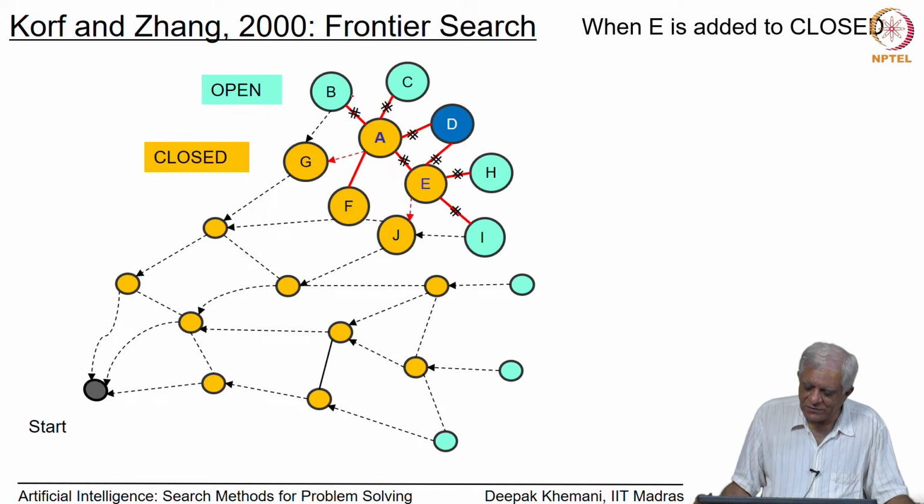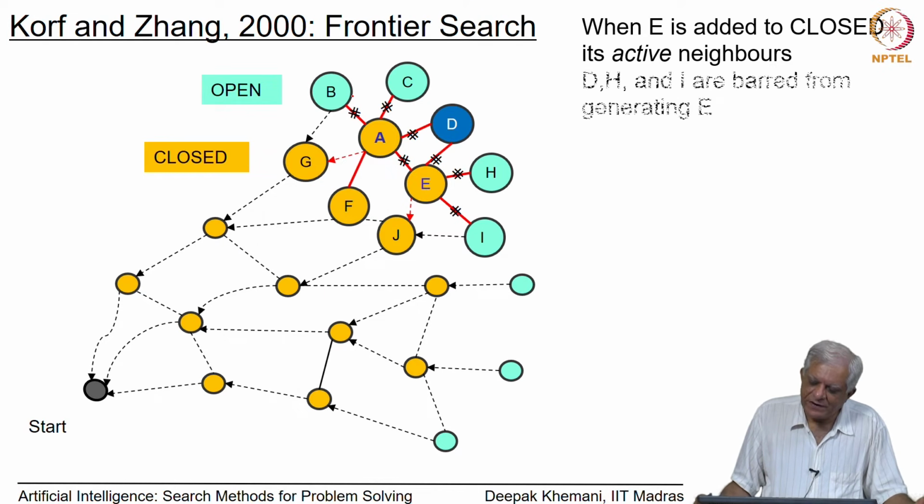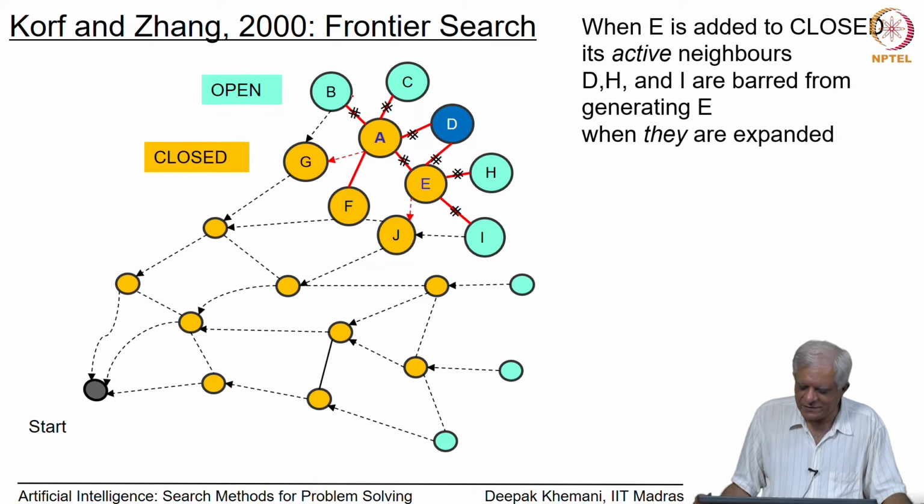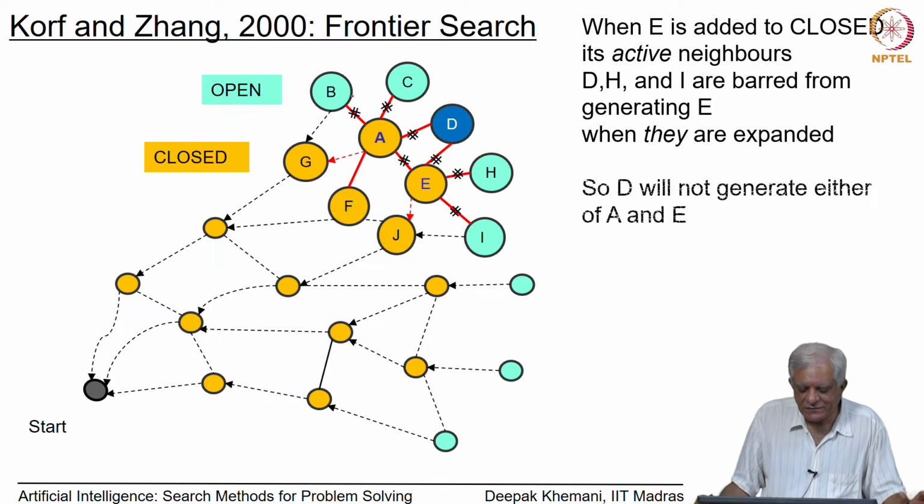A is not an active neighbor, because E was generated as a child of A, and we have barred A from becoming a child of E. So, given any two nodes, only one can be the child of another node. So, the active nodes are D, H and I, and when they are expanded in their turn, they will not generate the node E.